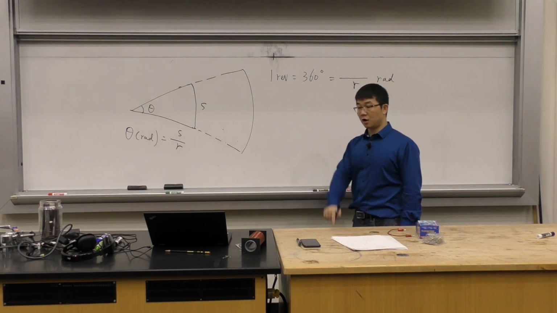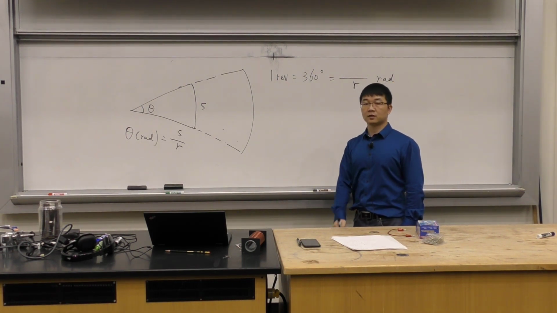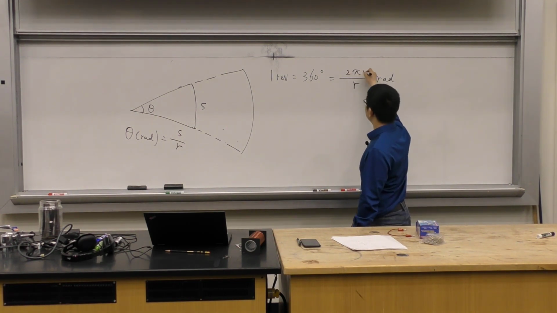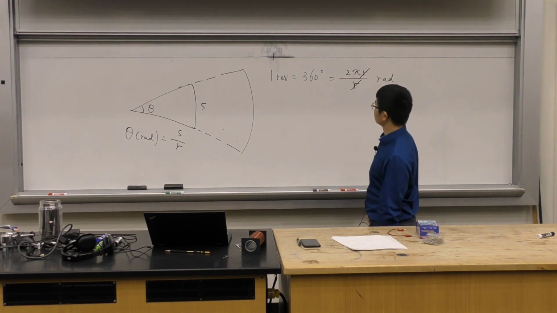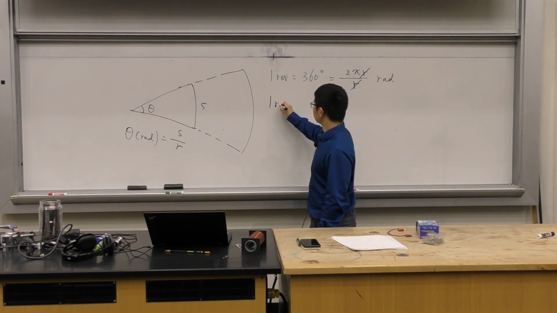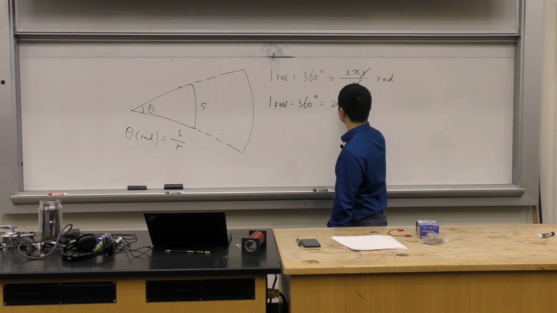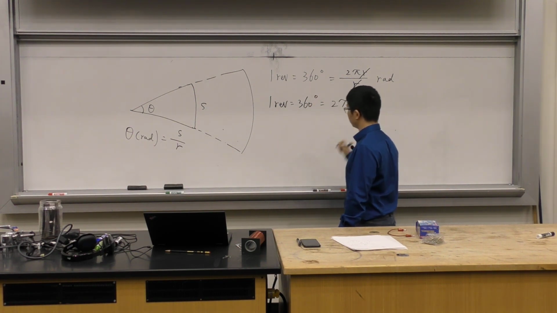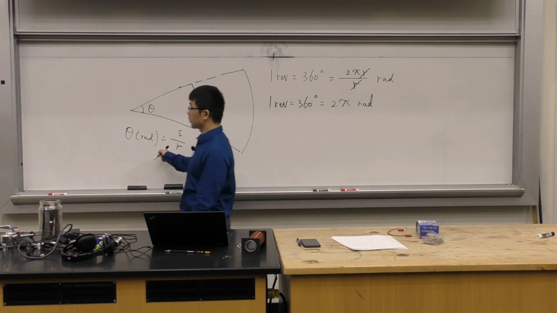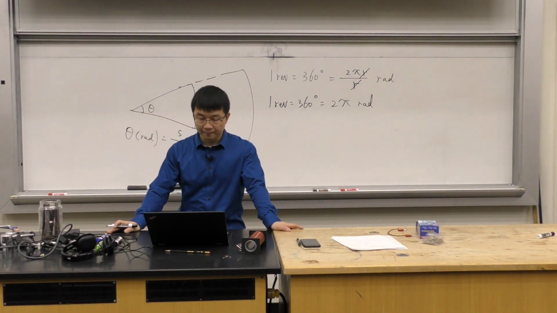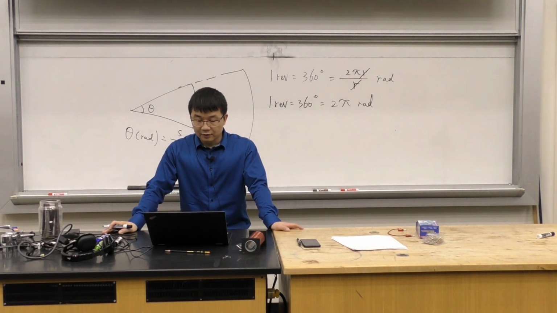What is the arc length for a full circle? That's just the circumference, 2 pi r, and this divided by this. So that's going to be the conversion between them: 360 degrees is equal to 2 pi radians. Very easy to figure out if you understand the definition of radians. You don't even need to remember that. So that's the definition of radians.